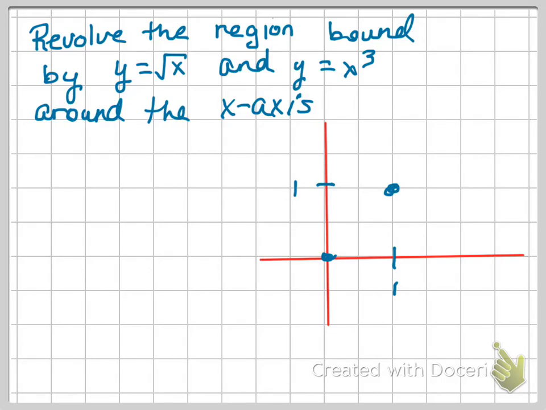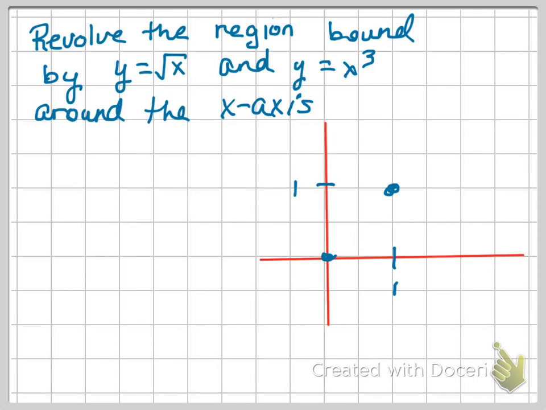Alright, so in this one we're going to revolve the region bound by the square root function and the cubic function, and then we're going to revolve those around the x-axis. So let's see what this would look like. The square root function, I've got a graph going right here. Notice I made the scale a little bit bigger so we could kind of zoom in and see what was going on here. This is 0, this is 1, this is 0, this is 1 on the y-axis.